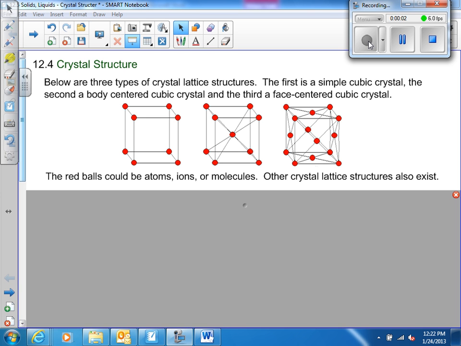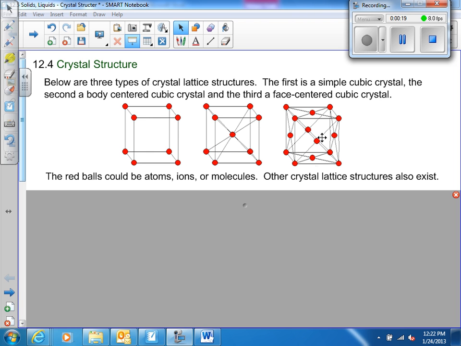Today we're going to learn about crystal structure of solids and also one other section: forces that hold solids together and what causes different melting points in solids. But we'll start with crystal structure.